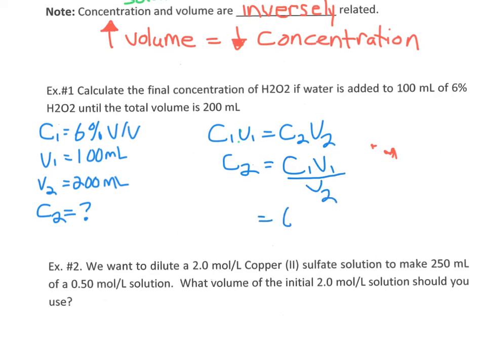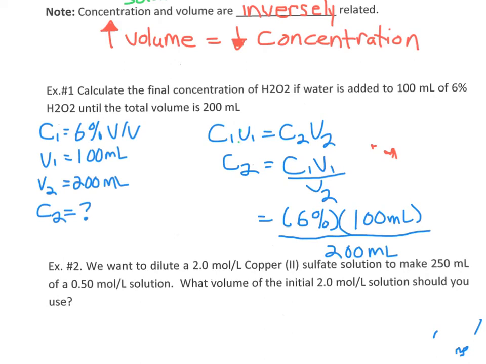Then just plug in your numbers. C1 is 6%, and we can just write it as a percent. V1 is 100 mL, divided by V2, which is 200 mL. I want you to note here that we did not convert our units for this problem, because as long as they're the same unit, milliliter and milliliter, it'll cancel itself out.